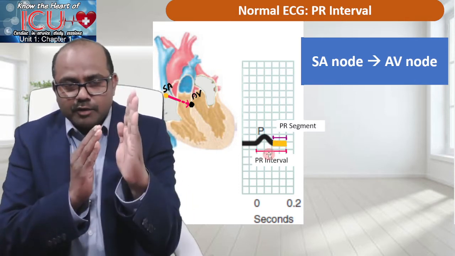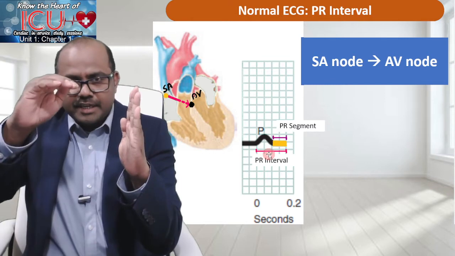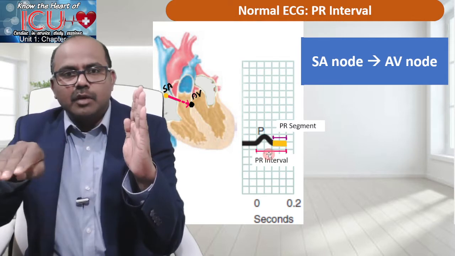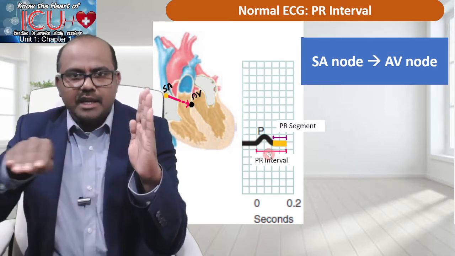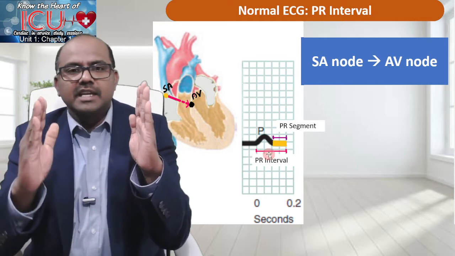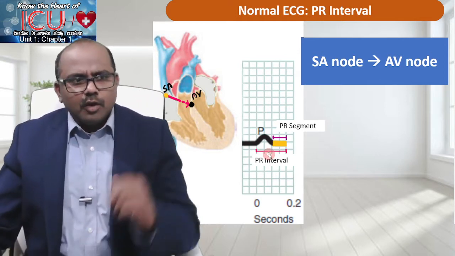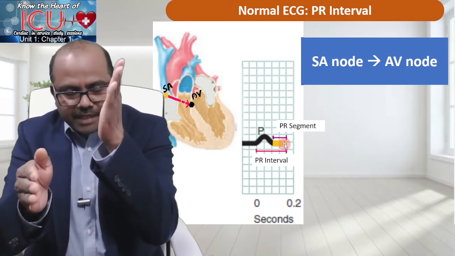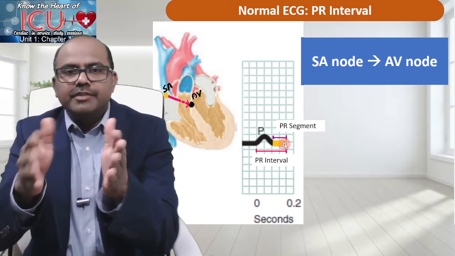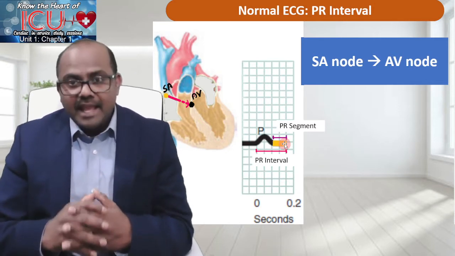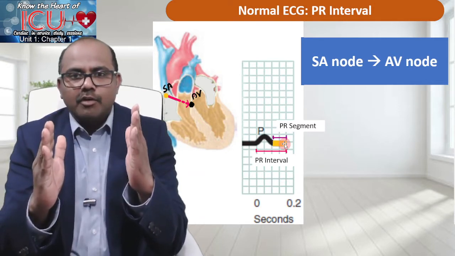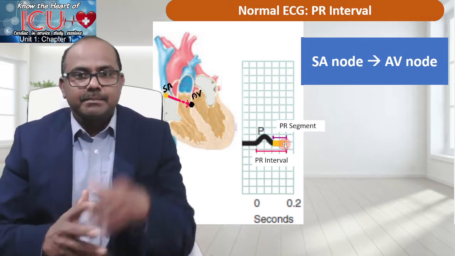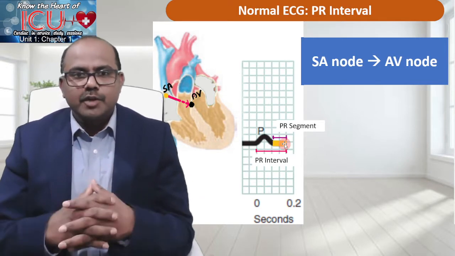So once the SA node fires, the impulse reaches the right atria first, then the left atria. So we have the P wave. Still the impulse hasn't reached the AV node. So you usually have an isoelectric line, that means a zero line, until it reaches the AV node. So the PR segment is the segment from the end of your P wave till the beginning of your QRS complex. And the total time taken for an impulse to travel from the SA node to the AV node, that is the P wave plus PR segment, is your PR interval.